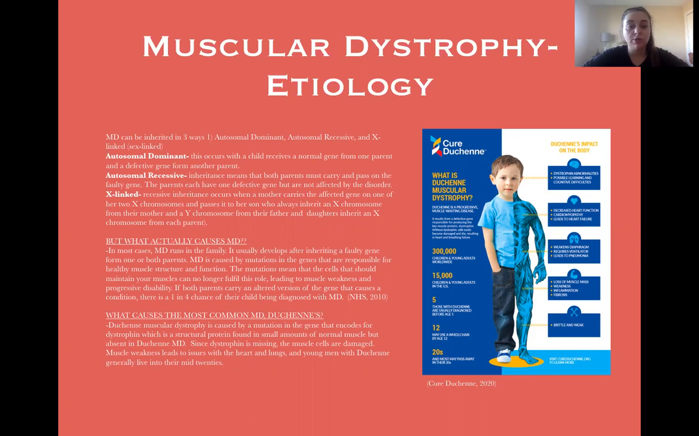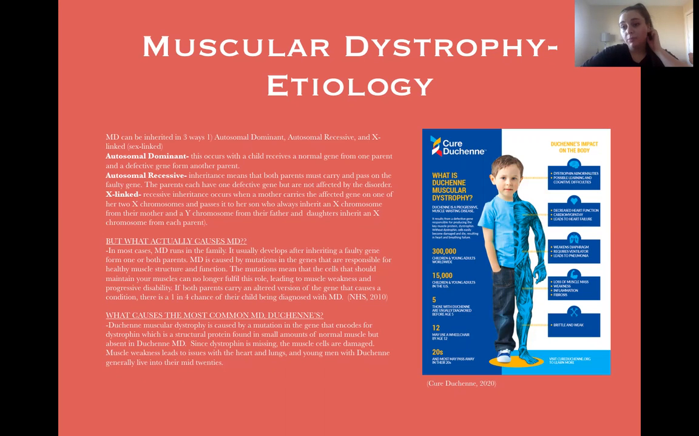So what is it actually? Muscular dystrophy generally runs in a family. It usually develops after inheriting a faulty gene from one or both parents. MD is caused by mutations in the genes that are responsible for healthy muscle structure and function. The mutations mean that the genes that should maintain your muscles can no longer fulfill the role, which leads to muscle weakness and progressive disability. If the parents carry an altered version of the gene that causes the condition, there's generally a 1 in 4 chance of their child being diagnosed with muscular dystrophy.